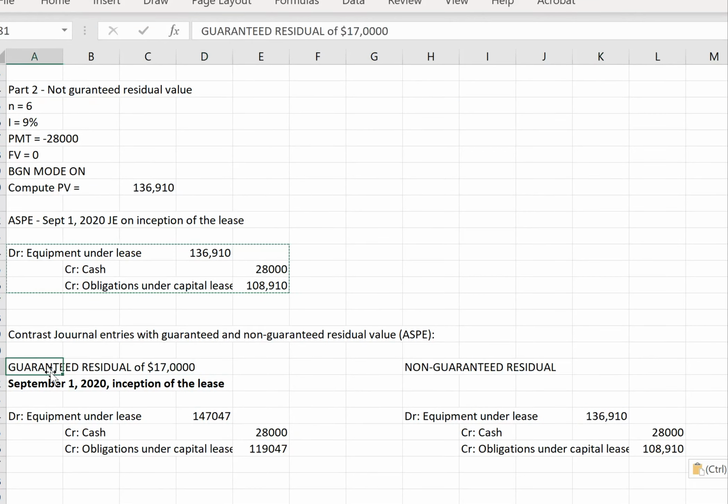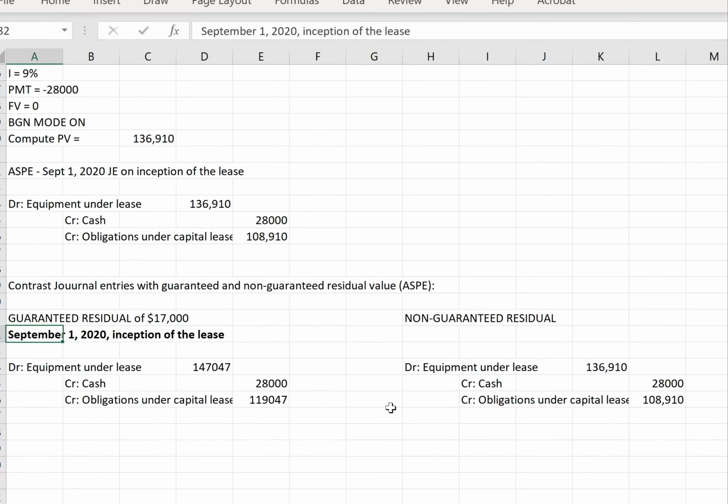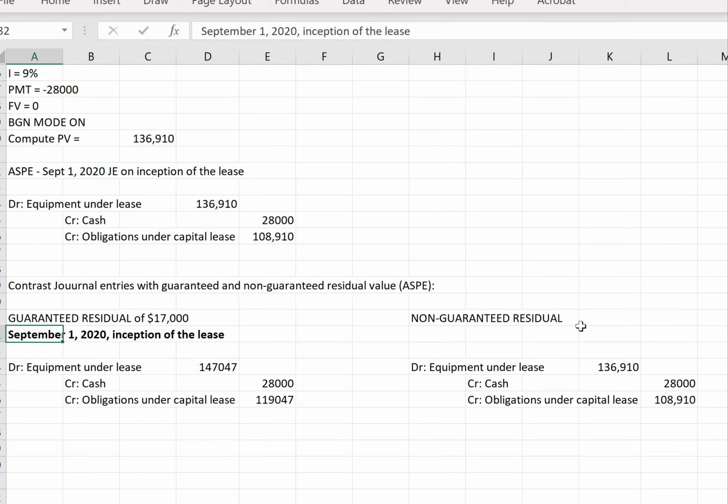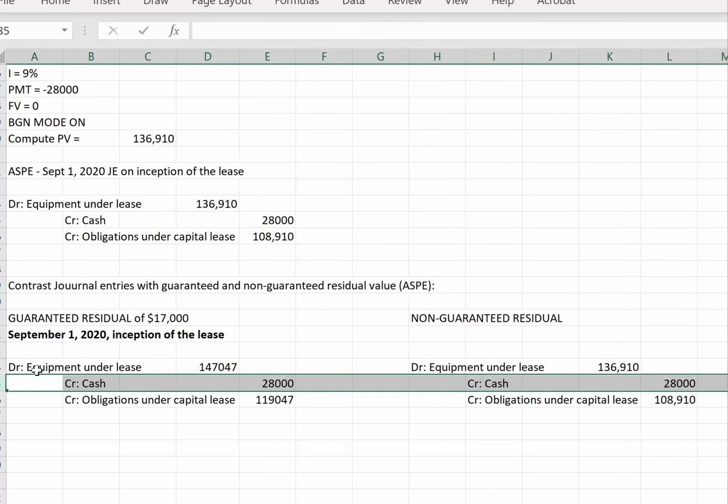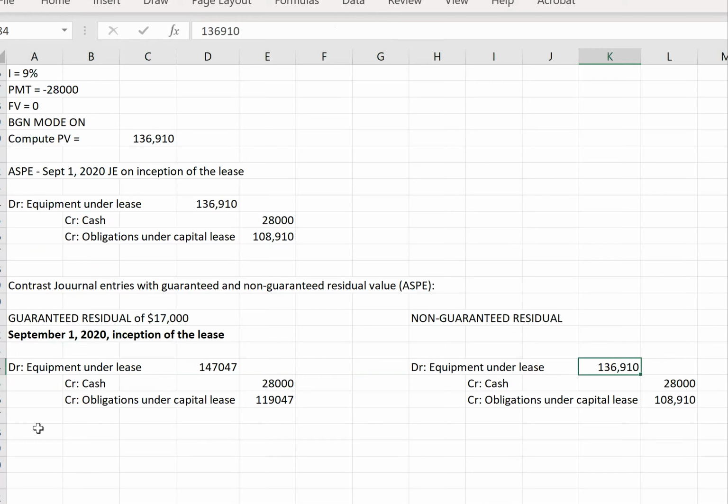This, I think I have an extra 0. Okay, there's our first entry. Okay, so you can see the difference there. Of course, all the accounts are the same, but the amounts are different. The lease payment is, of course, always the same, but our present value of the lease payments is a lot higher when we have a final payment of 17,000 than when we do not.